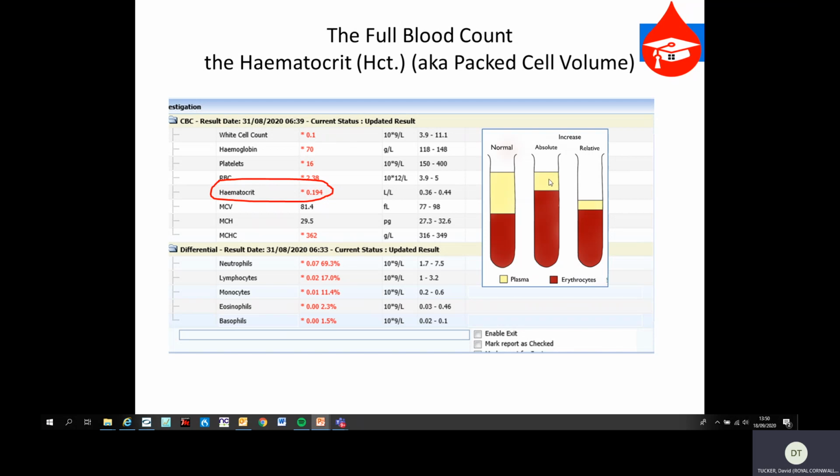What's happened here is that the amount of plasma in the sample has not been reduced, but the amount of red cells has increased. When you have a relative polycythemia, the hematocrit is high compared with the amount of plasma. That's because the amount of plasma has reduced, such as is seen in diuretic use and dehydrational states. The actual amount of red cells hasn't really changed. It's just the plasma which has changed. Whereas in absolute, the red cells have changed, the plasma hasn't changed.